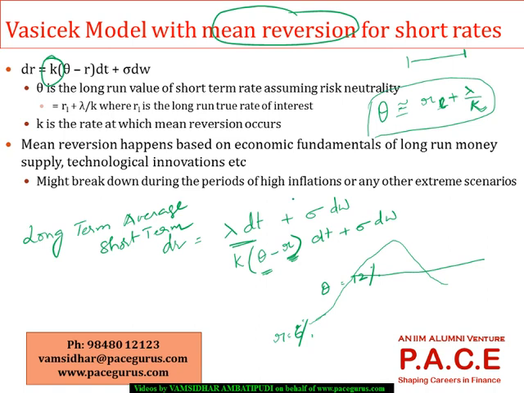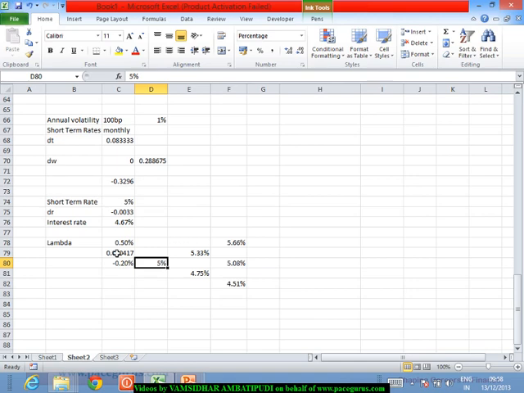Now let's try to model the Vasicek model here. So the same lambda is probably on an average the drift, right? Here I am assuming that K, the rate at which the value is getting reverted to the long term average short term rate, is let's say 0.05, and the standard deviation is 1%. Let's assume the short term rate itself is 5%. The long term rate of interest, let's say it's around 6%, and the annual drift, lambda, let's assume that it is 0.5% per year.